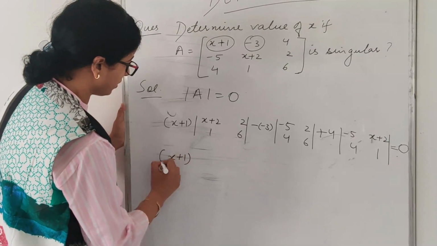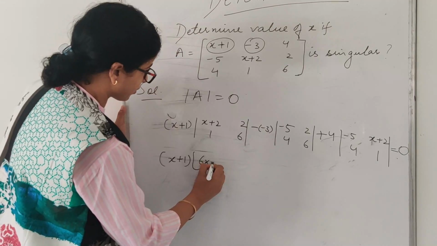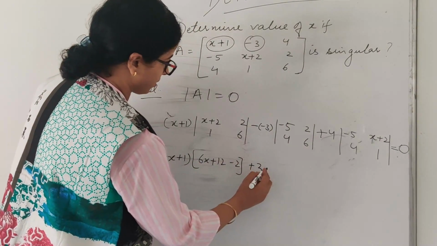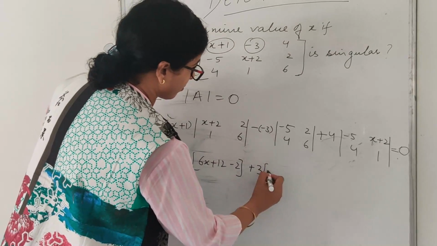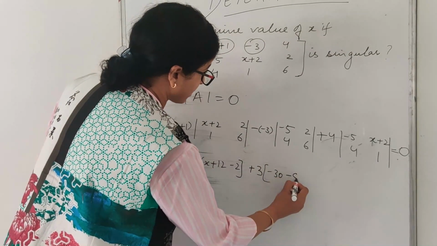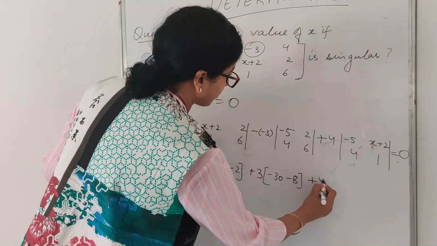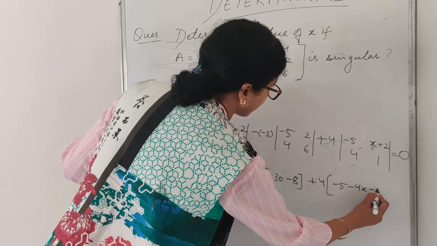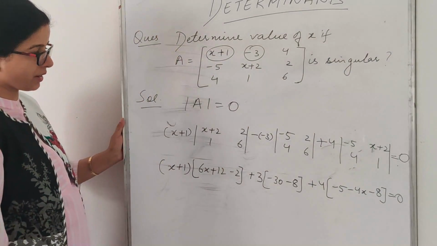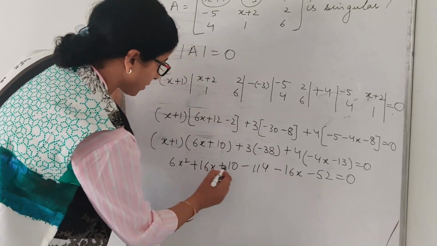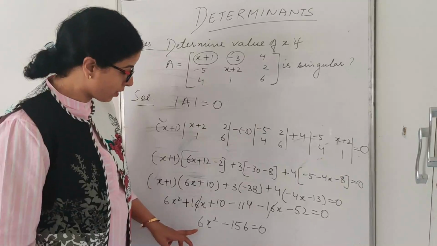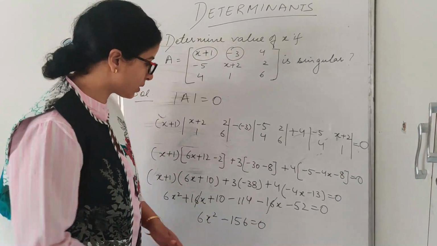x plus 1. What are you getting? 6x plus 12 minus 2. Minus minus plus 3. Okay. What are you getting? Minus 30. Minus 8. Plus 4. Minus 5. Minus 4x. Minus 8. Is this thing clear? So 16x gets cancelled. So I got 6x square minus 156 is equal to 0.